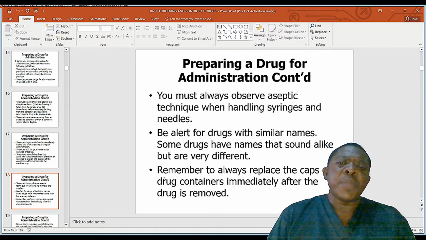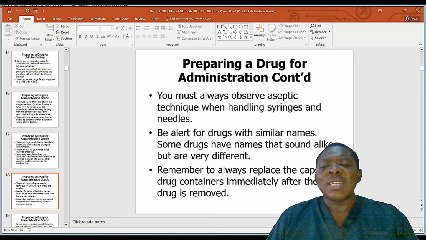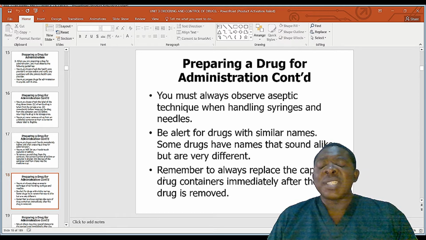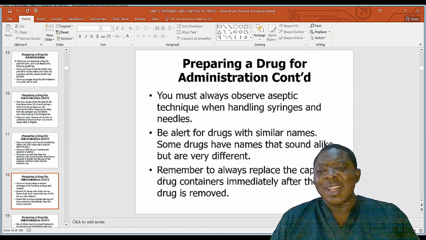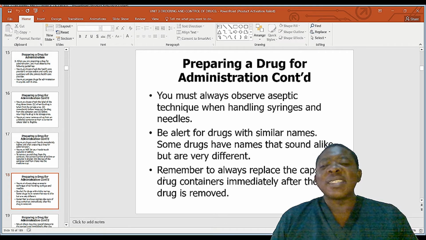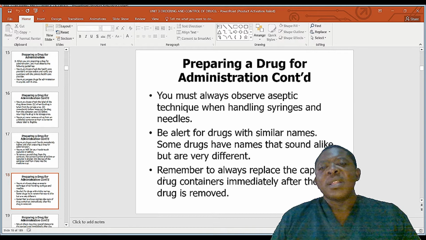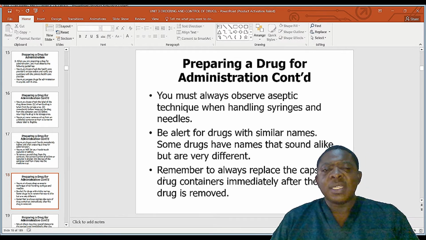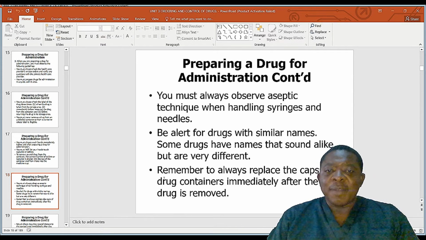So be alert for drugs with similar names. Okay, there are certain drugs that have similar names, which you might confuse. So you read everything. They might have similar starts but different endings. So don't just presume. Read everything. That way you'll be clear on the drug that you're taking. Some drugs have names that sound alike but are very different.